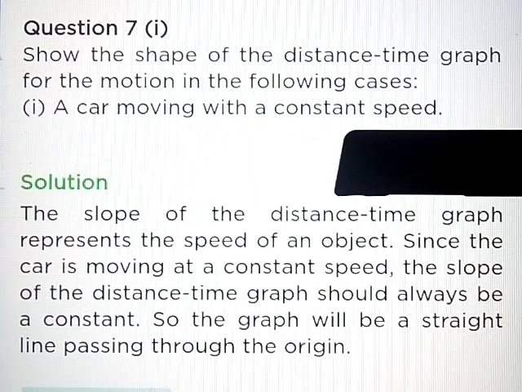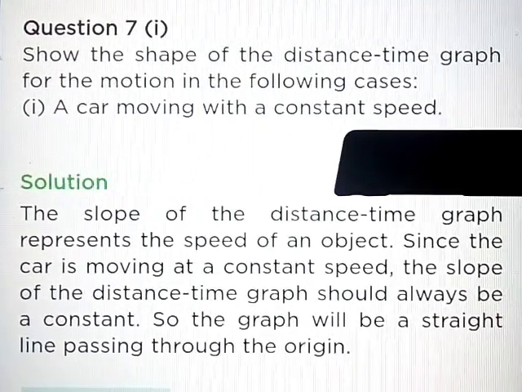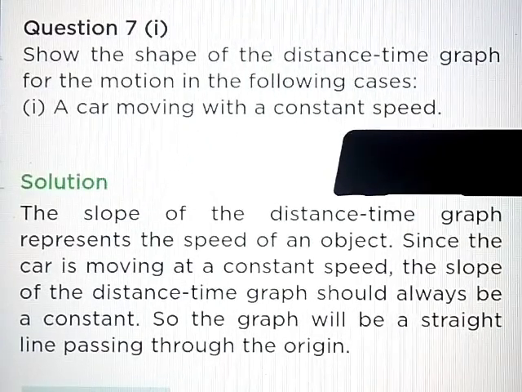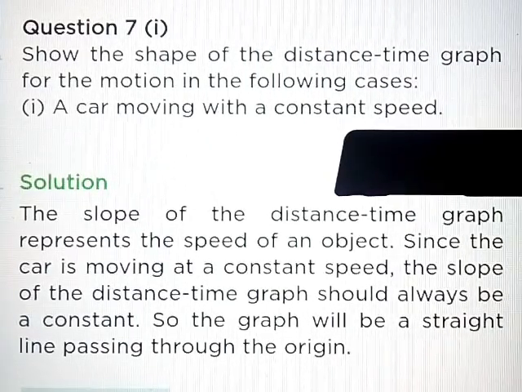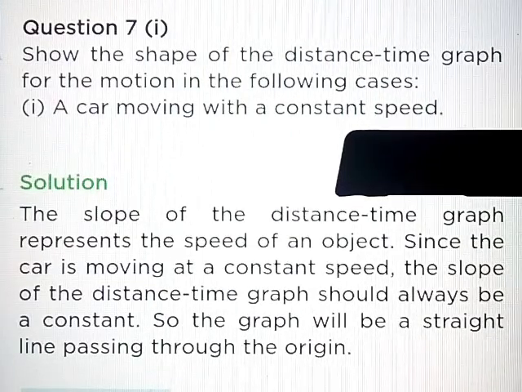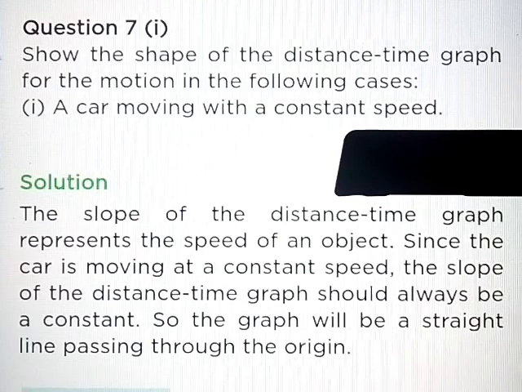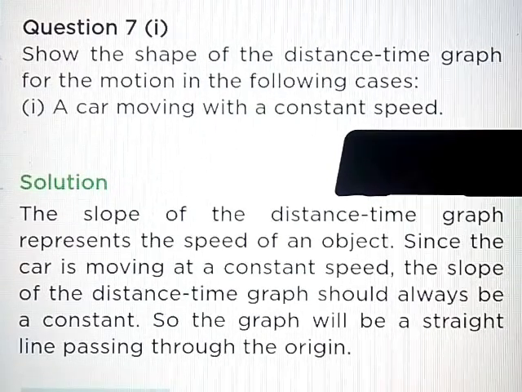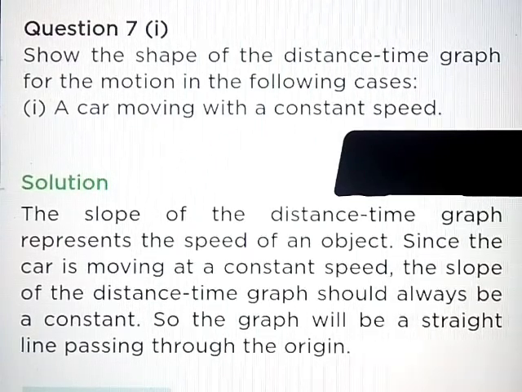Question number 7, part A. A car moving with a constant speed. Answer: the slope of the distance time graph represents the speed of an object. Since the car is moving at a constant speed, the slope of the distance time graph should always be a constant. So the graph will be a straight line passing through the origin.